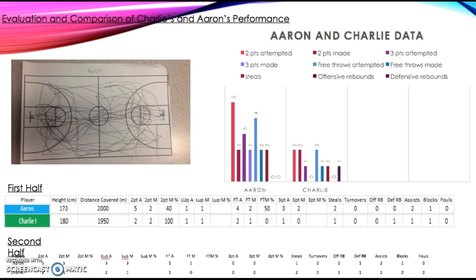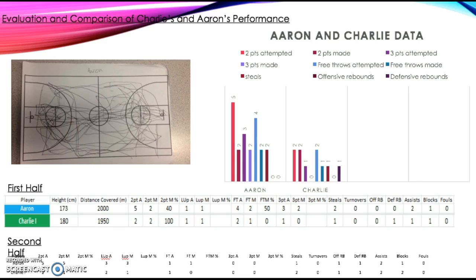Analysis of the notational data shows that Aaron attempted more 2-pointers, but scored the same number as Charlie. This would suggest that Charlie is the better player because he has a 100% success rate. However, it does show that Aaron was more involved in the game, and this is what you need to be a power forward. Aaron attempted more 3-pointers, 3, and scored 2, whereas Charlie attempted 1 and scored 0. This would suggest that Aaron is a stronger attacking player.